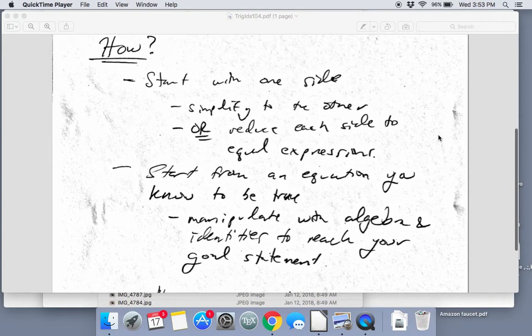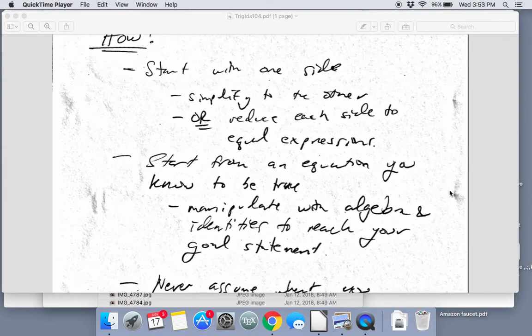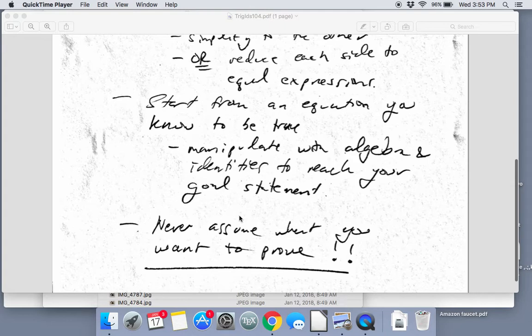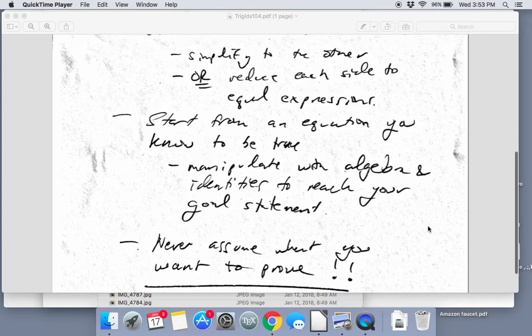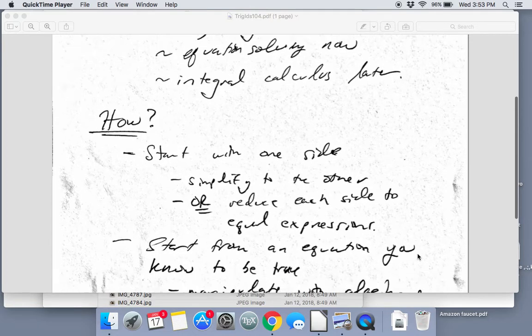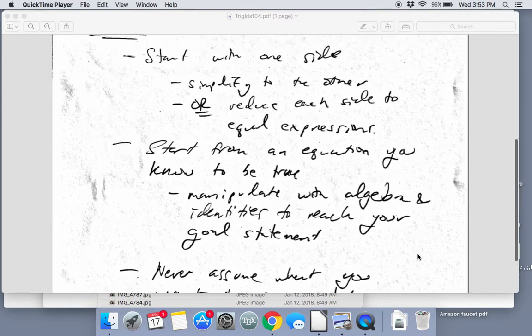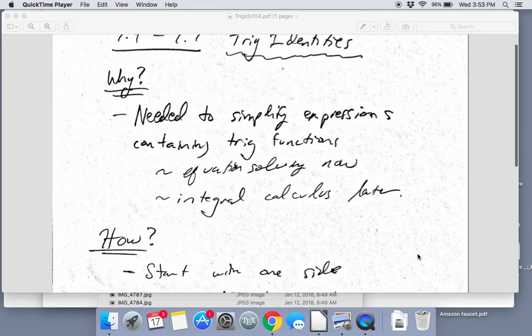The other way that you can do it is start from an equation that you know to be true and then manipulate it to the goal statement, the statement that you want to prove. Those are the couple of ways that are legal. What you can never do is assume the equation that you want to prove is true and then go from there. That's the one pitfall that is really common when people are worrying about how to prove a trig identity. You do not start with the equation you want to prove and then simplify it. That's not valid. It's an invalid argument, we would say.